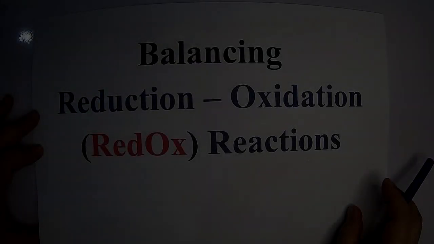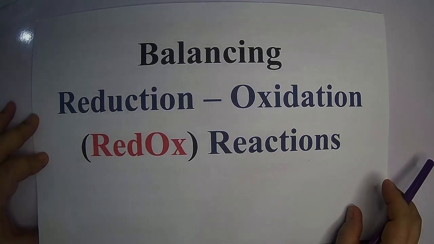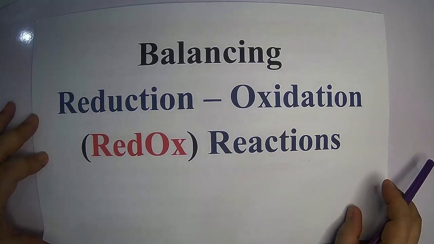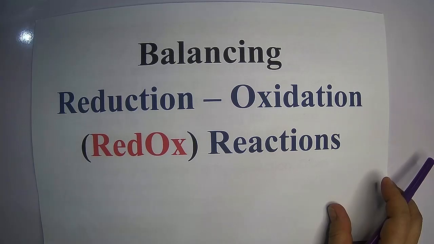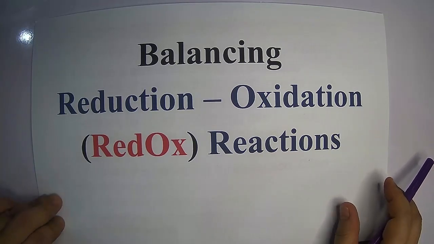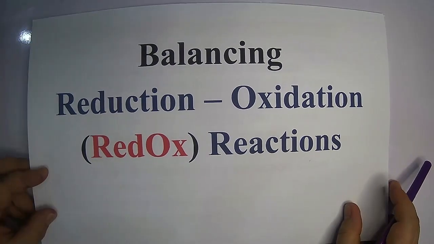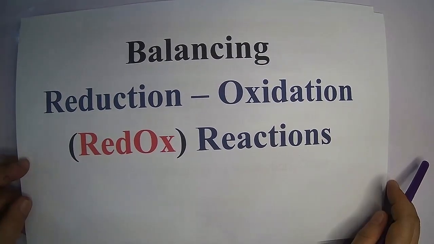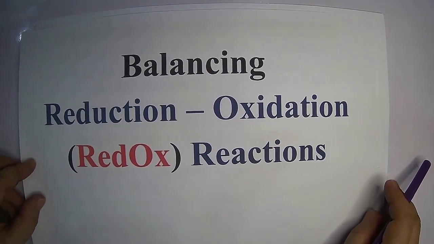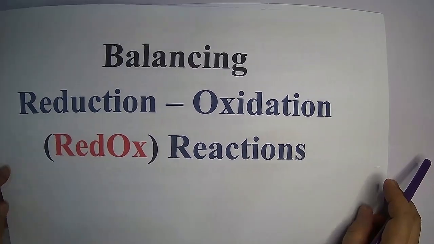Hello, welcome to our next topic, which is balancing redox reaction. In the last topic, we learned how to assign oxidation number. Then we apply that skill in identifying oxidation reaction in a redox reaction. So in balancing redox reaction or equation, there are several rules and steps that we have to follow.